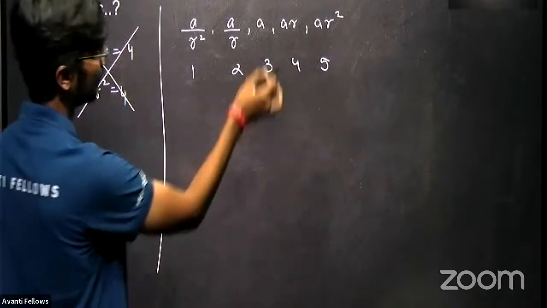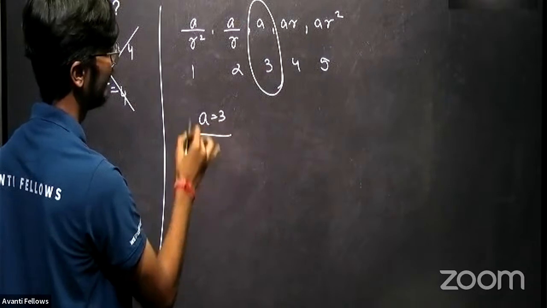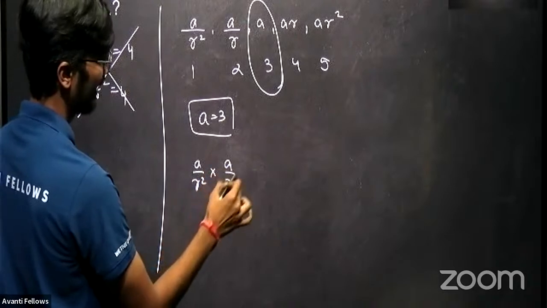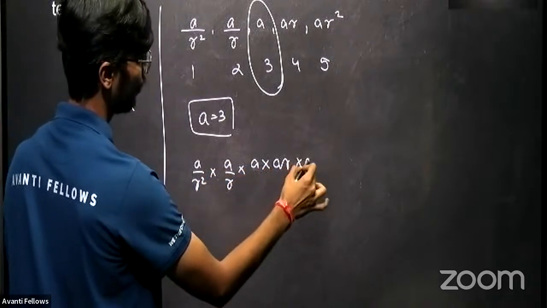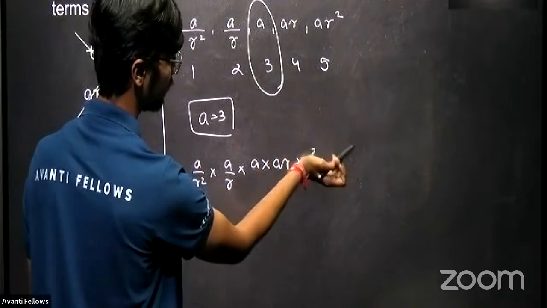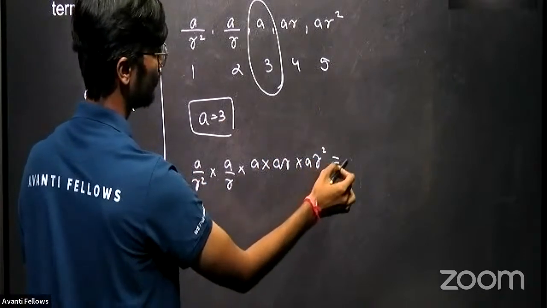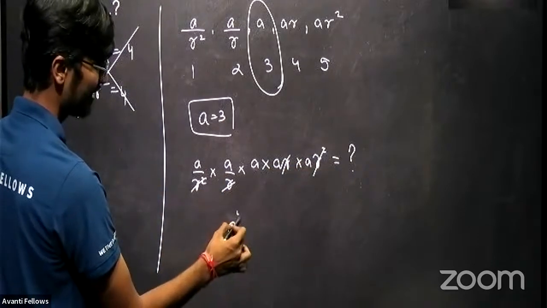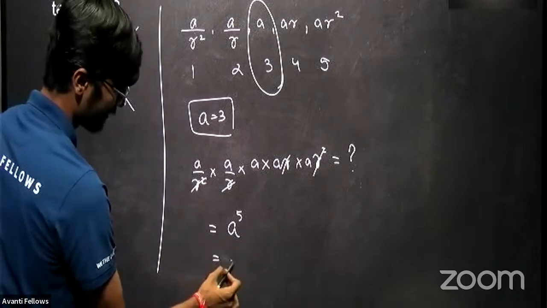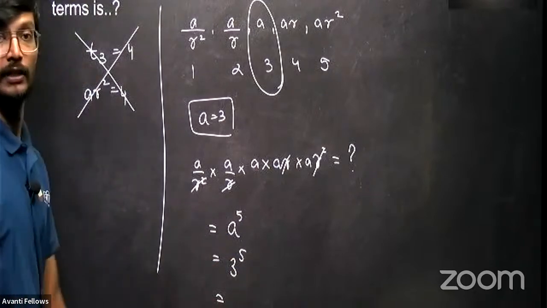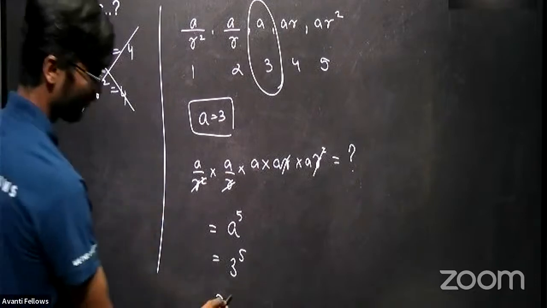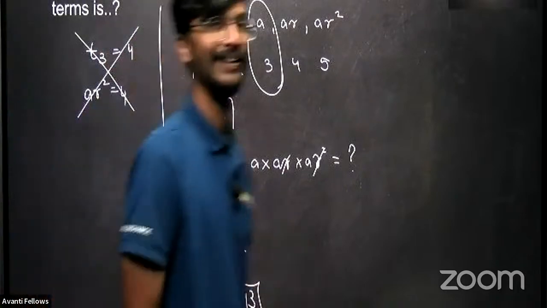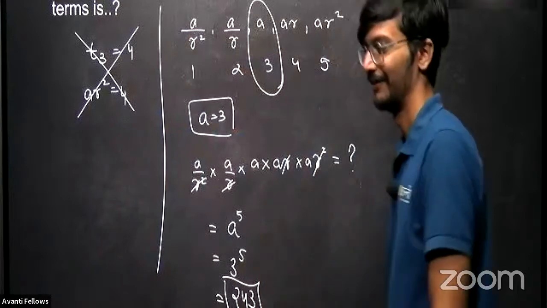It is the third term, so A is equal to 3. The product of the first 5 terms: A by R square into A by R into A into AR into AR square equals question mark. Here R square and all this will cancel. I'll get A raised to the power 5, which is 3 raised to the power 5: 9, 27, 81, 243. So it is 243. Very simple question. Just the formula should come to mind. Let's see the next.